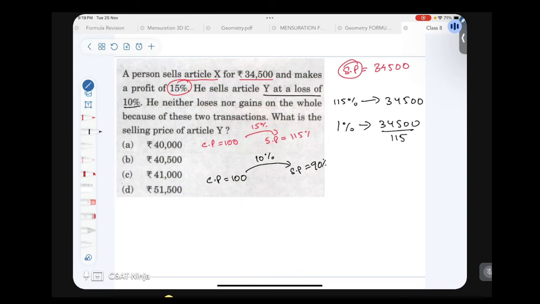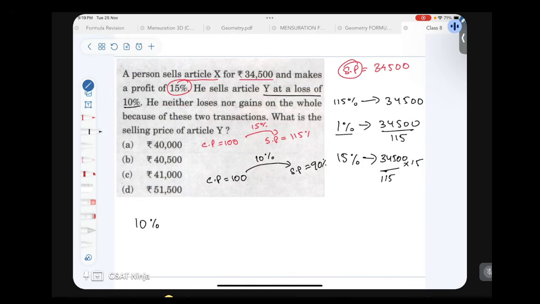How much amount is earned here? If I want to find the amount earned in this transaction, how much is it? There's a profit of 15%. So if 1% is this, 15% will be how much? 15% will be 34500 divided by 115 into 15. Since 1% is this one, I need to find 15%. Why 15%? Because there is a profit of 15%. That's the reason I'm finding 15%.